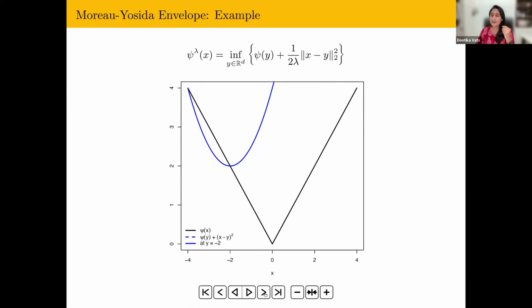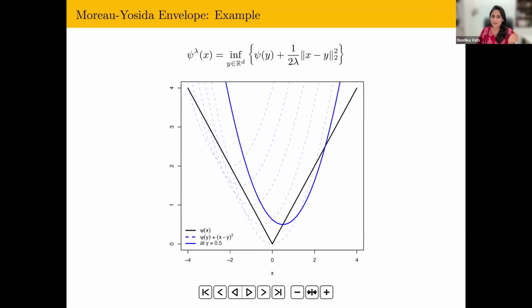And then I can do the same thing at various values of y. So at y equals 0.5, I have a parabola that obtains its minima at psi of y, and it's shifted y units onto the right-hand side, right? And I can fill this whole space.